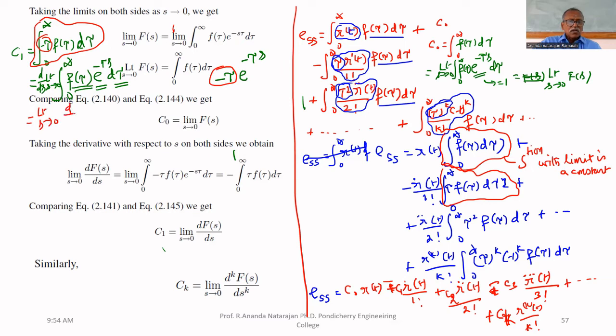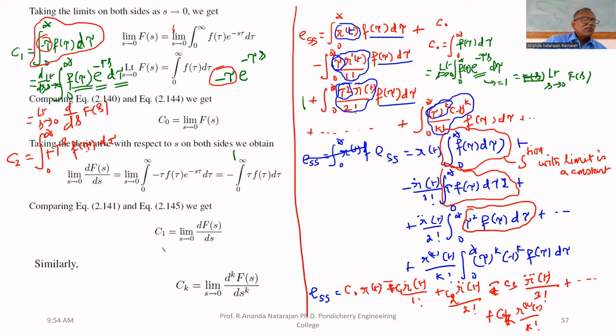Limit s tends to 0, d by ds of this, this is nothing but F of s. So take F of s, differentiate one time with respect to s, then let s tends to 0, you will get C1. What is C2? C2 is the integral from 0 to infinity of plus tau square f of tau d tau.